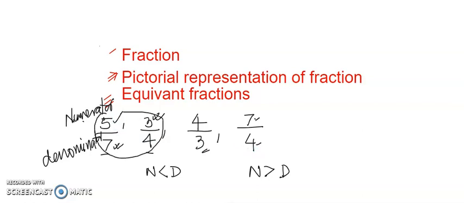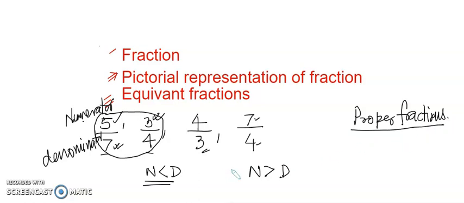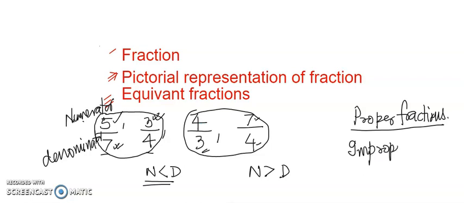We call these fractions where numerators are less than denominator proper fractions. You must remember these names because these will be used frequently in the coming lectures. And when numerator is greater than denominator, then these are called improper fractions. I hope so far everything is clear to you. Now in the next slide we will learn how we represent these fractions with the help of a picture, a diagram.